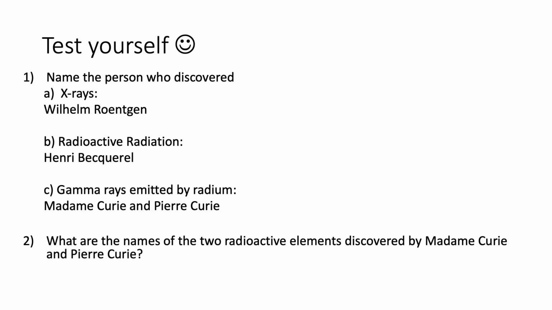Second question: what are the names of the two radioactive elements discovered by Madame Curie and Pierre Curie? Do you still remember them? One is polonium and the other is radium. And for your information, polonium was named after Poland by Madame Curie as a tribute to her original country, which was taken away by Russia.